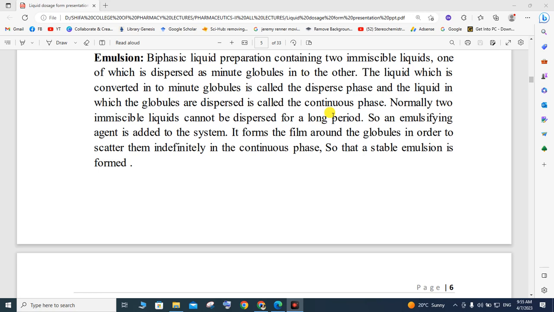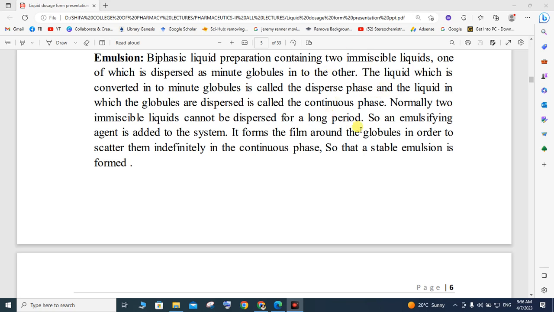Emulsion may be an oil and water type of emulsion or a water and oil type of emulsion. In the first case, in an oil and water type of emulsion, oil is the internal phase and water is the external phase. So one is the continuous phase and the second one is the discontinuous phase. So we are going to disperse the oil in the water. Oil will be in low concentration and water in higher concentration.